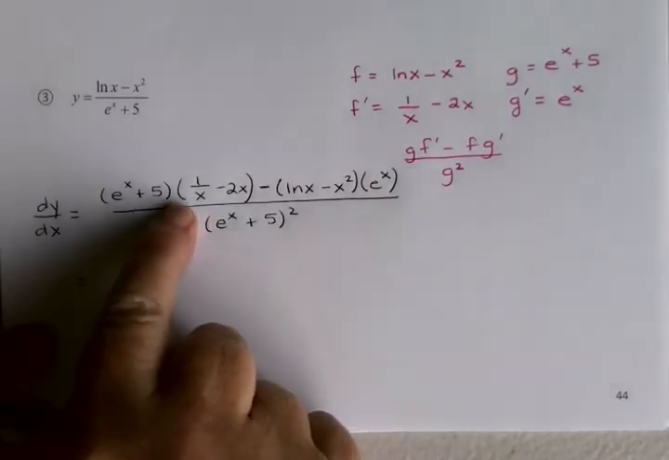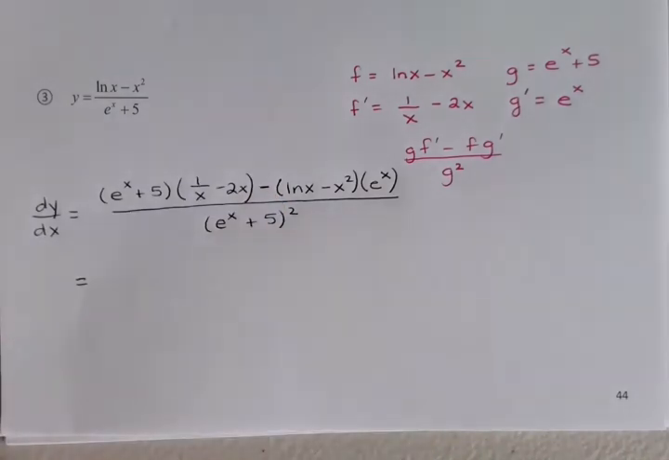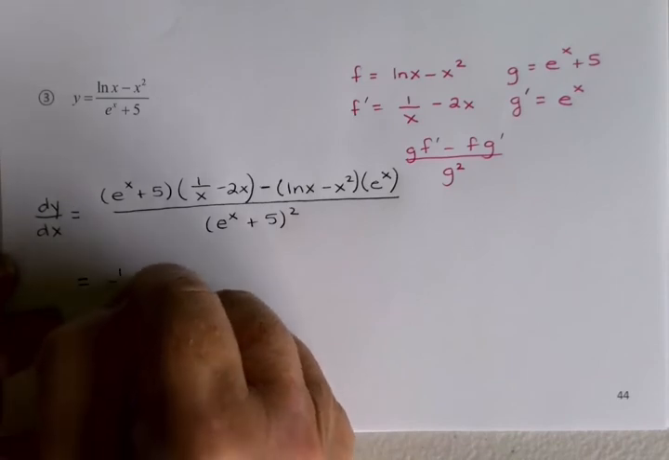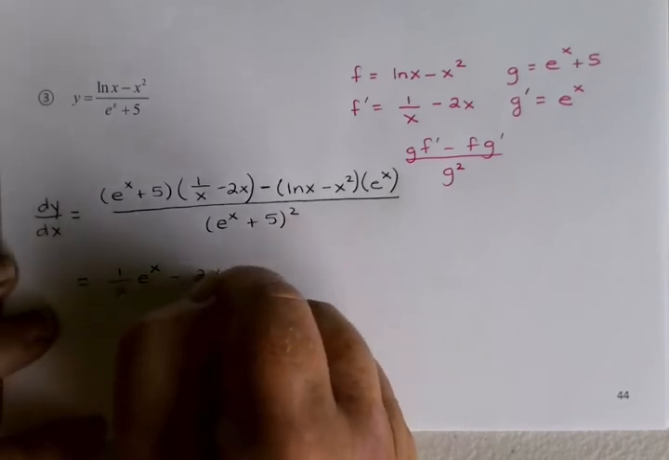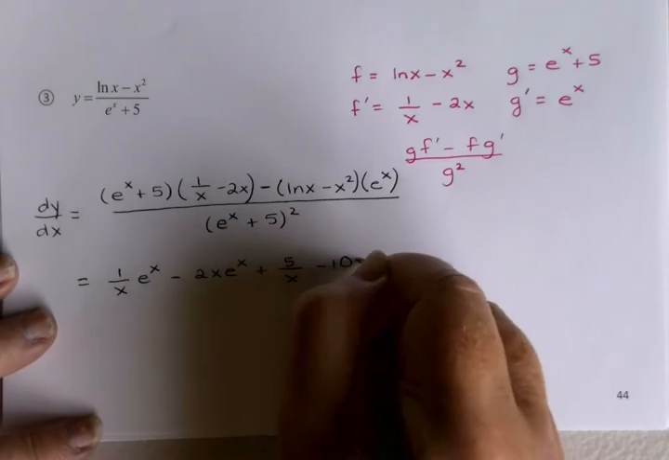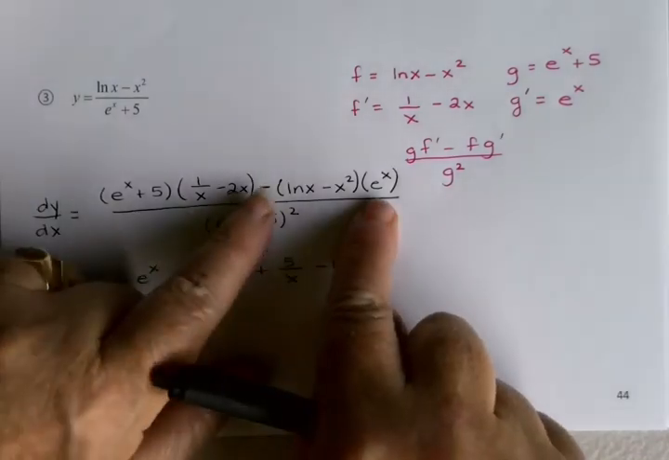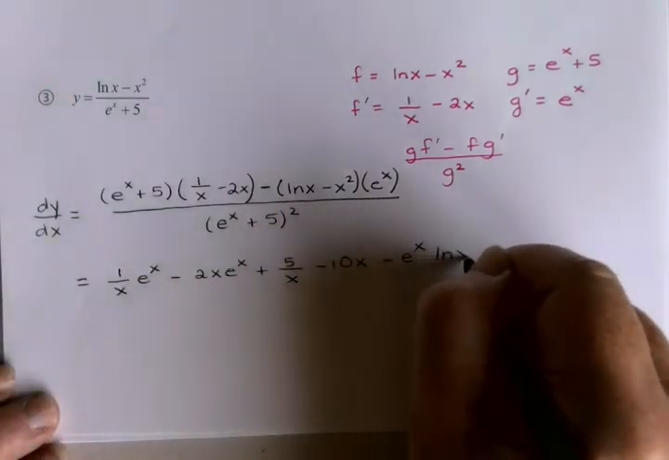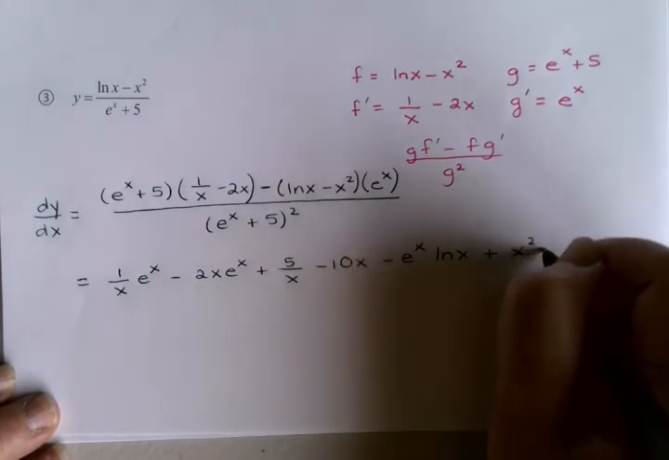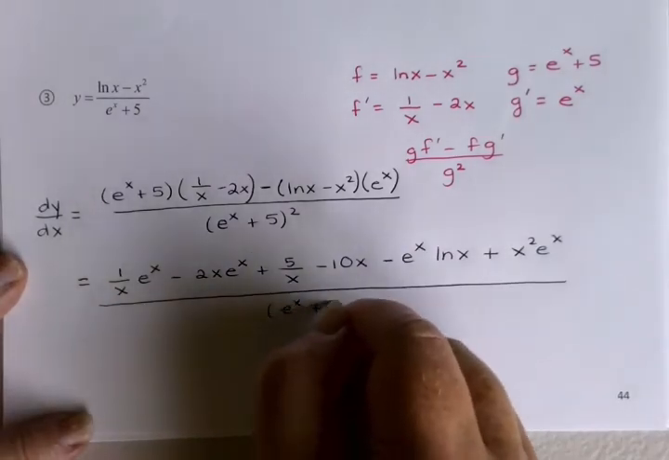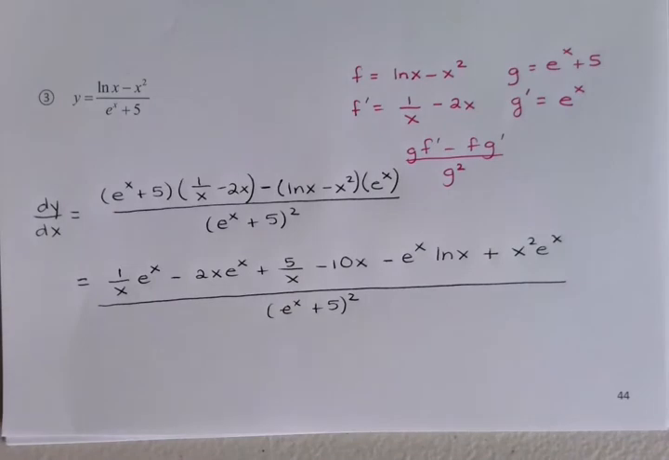All right, we've got that factor, but there's subtraction between, so it's not a completely multiplied out or completely factored form. So I'm going to multiply out my numerator. Multiplying those two binomials will give me 1 over x e to the x minus 2x e to the x plus 5 over x minus 10x. And then I'm going to distribute both the negative and the e to the x here. So minus e to the x ln x plus x squared e to the x, over e to the x plus 5 squared. And this is just going to be one that isn't going to look very nice.